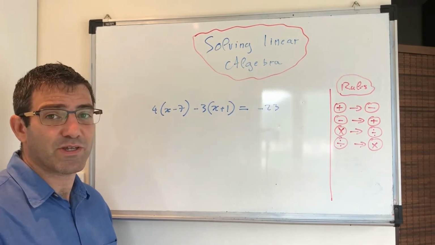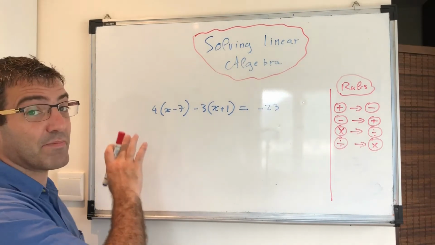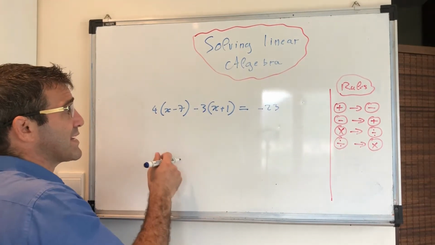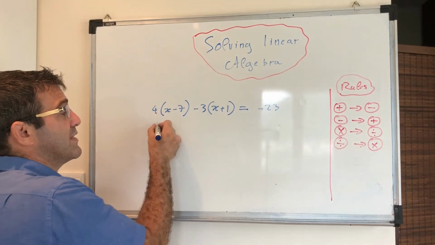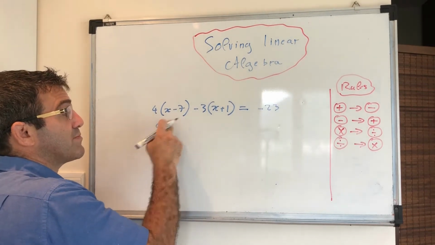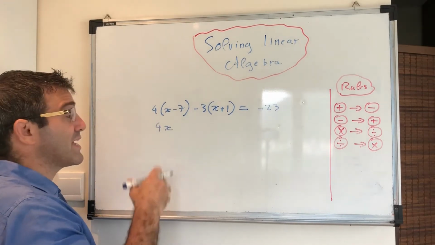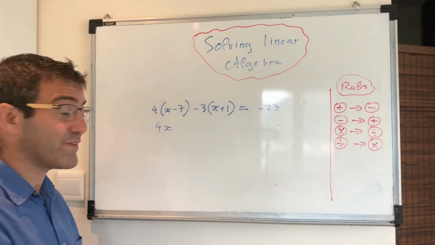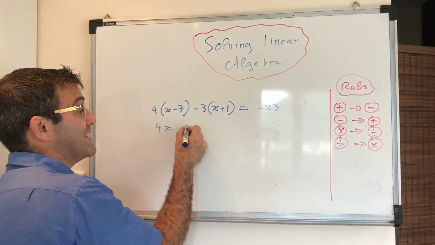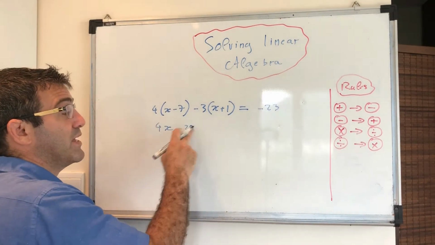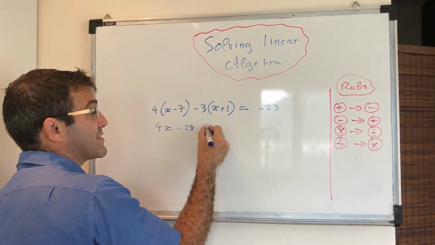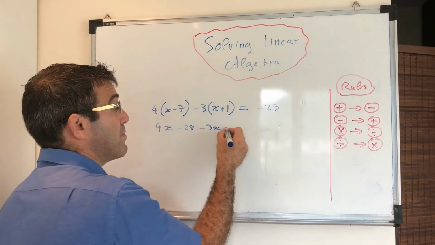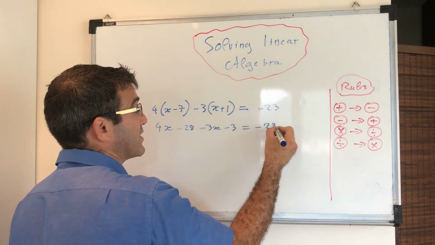You know, there's so many ways to call it. So the principle is that multiplication has priority over addition. So 4 times x minus 7, well, what's 4 times x? That is 4x, and 4 times -7, oh, that's a bit difficult. A negative times a positive, so positive times a negative is a negative number, and 4 times 7 is 28, so 4x minus 28. And then -3 times x is -3x, and -3 times positive 1 is -3. This is equal to -23.